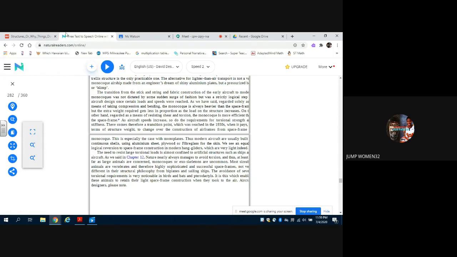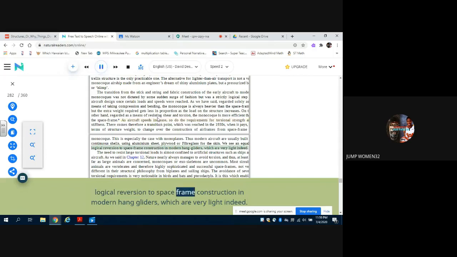As aircraft speeds increase, so do the requirements for torsional strength and stiffness. There comes therefore a transition point, which was reached in the 1930s, when it pays, in terms of structure weight, to change over the construction of airframes from space frame to monocoque. This is especially the case with monoplanes. Thus, modern aircraft are usually built in continuous shells using aluminum sheet, plywood, or fiberglass for the skin. There is a logical reversion to space frame construction in modern hang gliders, which are very light indeed.